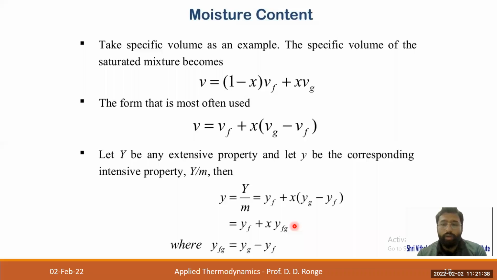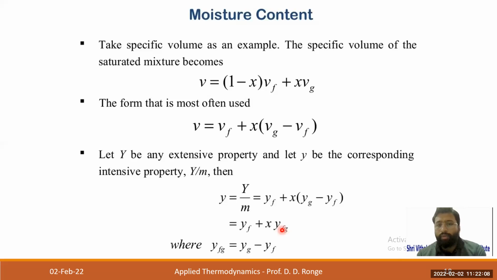Now, how to calculate a property, right? Last lecture we have seen how to calculate a property in the wet region. Okay, specifically I'm implying the wet region. How to calculate in the subcooled region and how to calculate in the superheated region, that I will tell you today. Now, if you want to calculate any property in the wet region, the formula is y, where y can be any property, equal to yf plus x yfg.